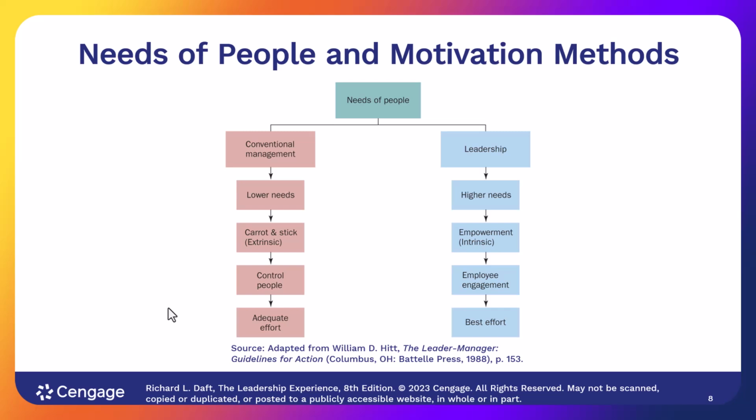Now, if you flip and go on the other side, leadership is going to meet the higher needs. And when I say higher needs, I mean self-worth, fulfilling, learning, feeling good about who I am and who I'm working with. Empowerment, you want to empower them to be able to do things, trust them to be able to do things. And employee engagement, you will engage them and they will engage each other. And it's not a control thing. And what you get out of that is their best effort.